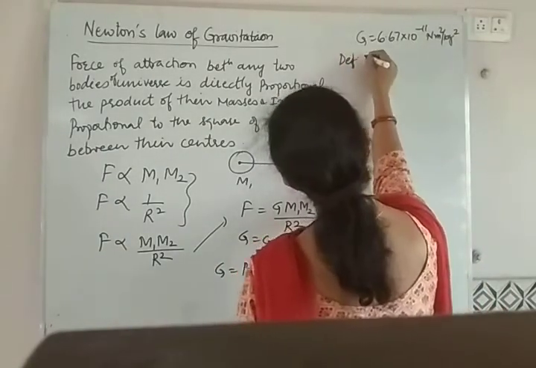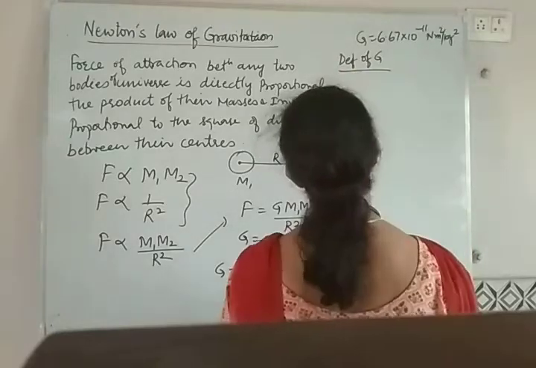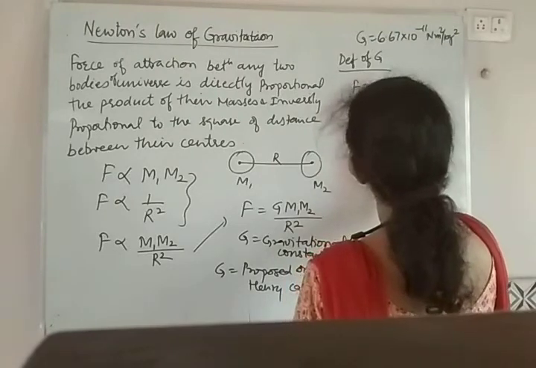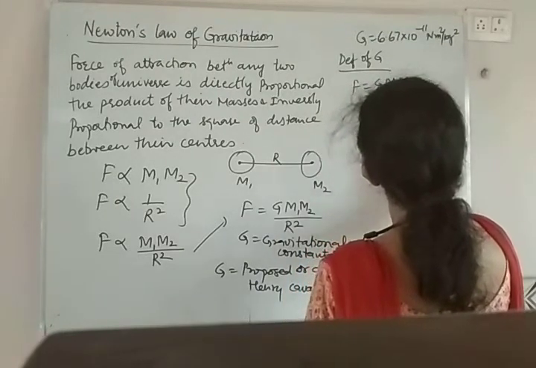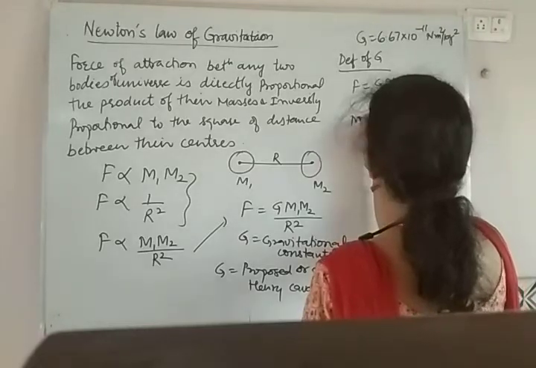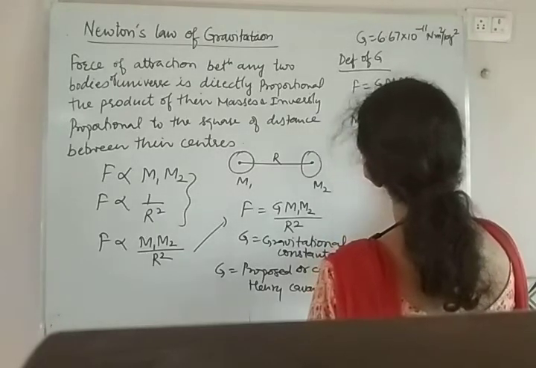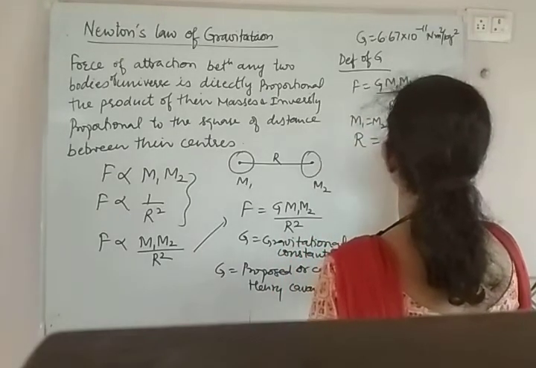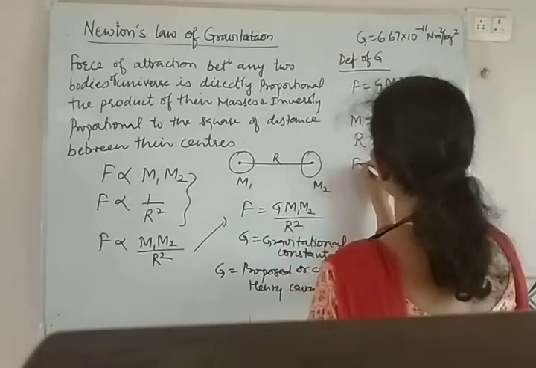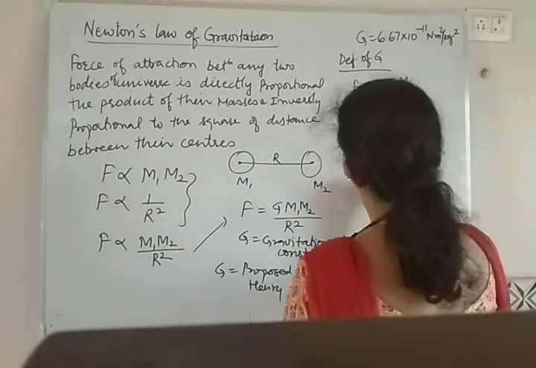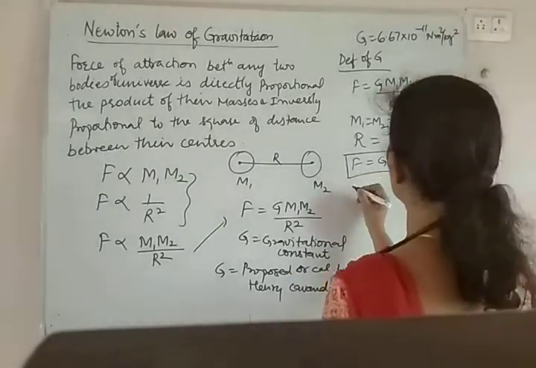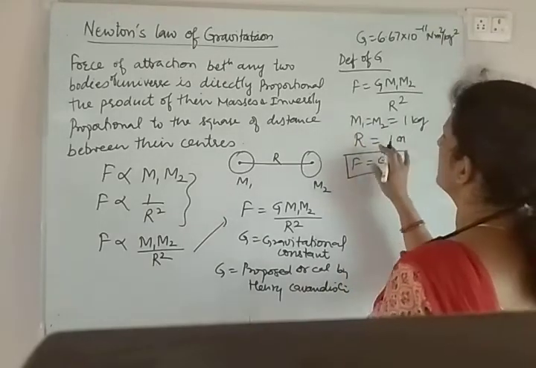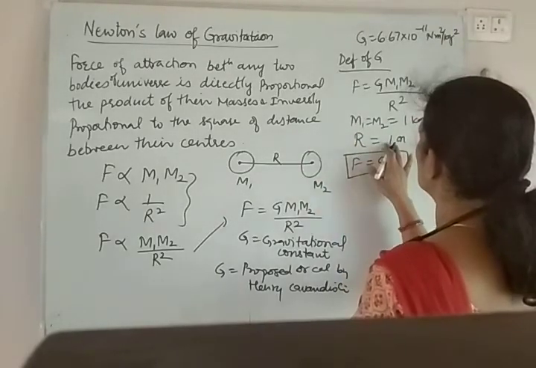And here comes the definition of capital G. How will you define capital G? You know F is equal to G M1 M2 by R square. When both the masses M1 and M2 are of 1 kilogram and their distance is 1 meter, if they are separated by 1 meter distance, then F is equal to G. This gravitational constant becomes equal to the force. Which force? The force of attraction between these two bodies when the separation between them is 1 meter.